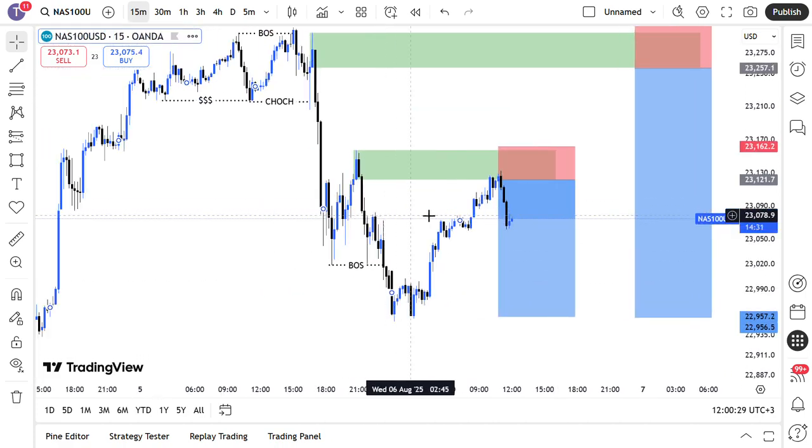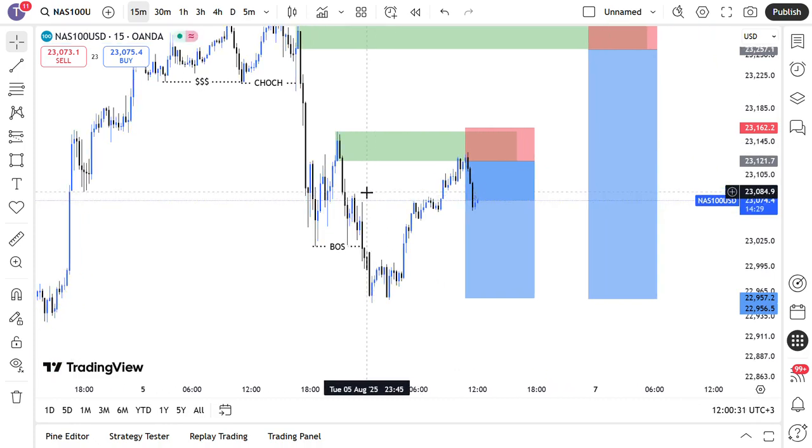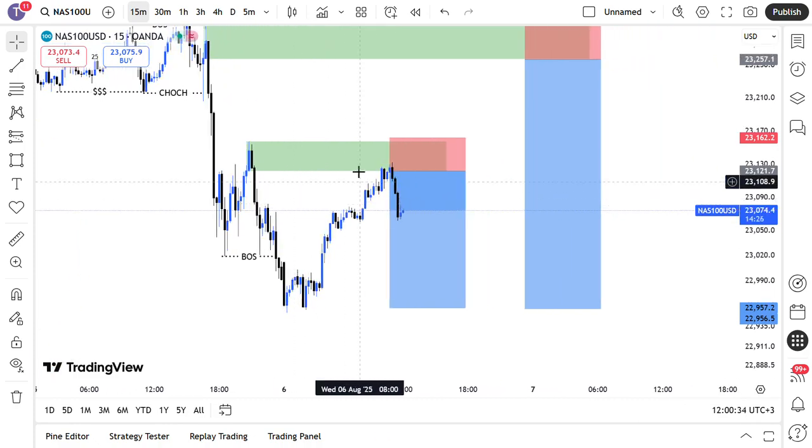So that is for NAS 100. I think it is very, very clear from this area.